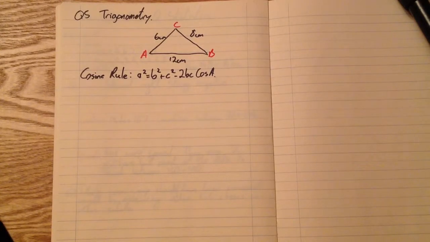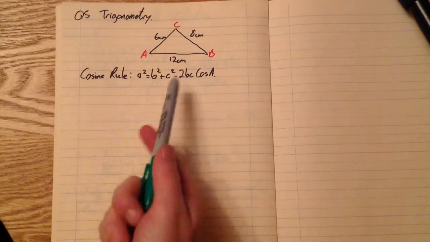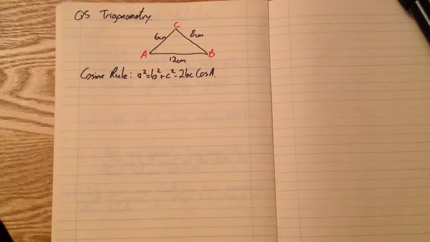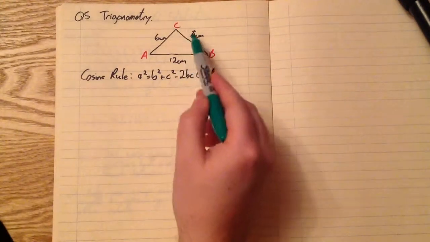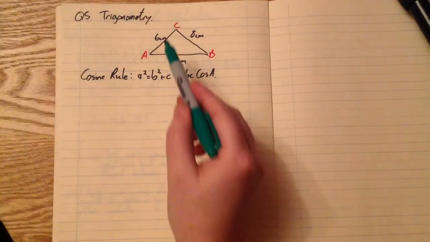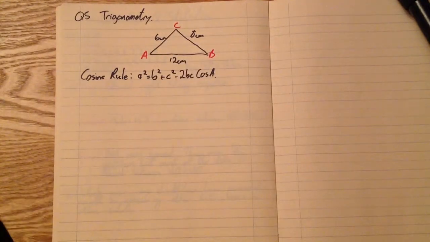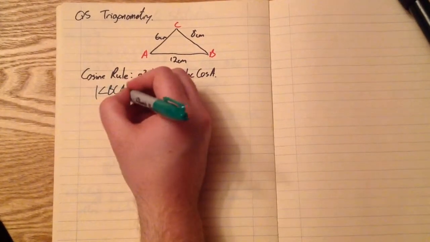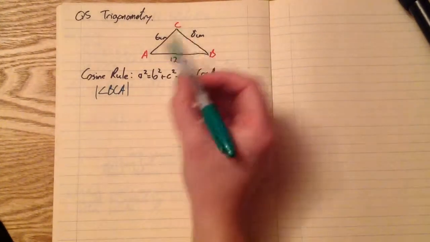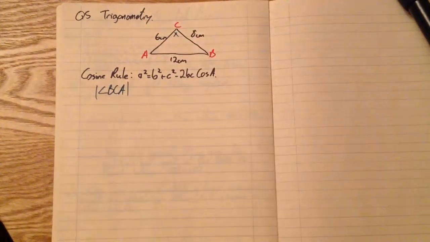So this question gave you a triangle that looked like this, and to find the angle that you're looking for, you needed to use what's called the cosine rule. The question says the diagram shows a triangle ABC in which the length of AB is equal to 12, BC is equal to 8, and AC is equal to 6. And it says find the angle BCA. So it's this angle there that we're looking for.